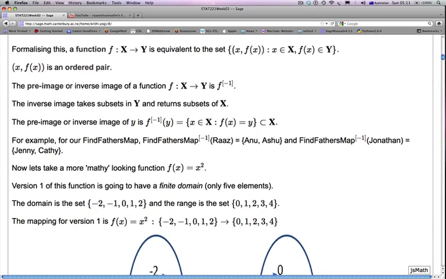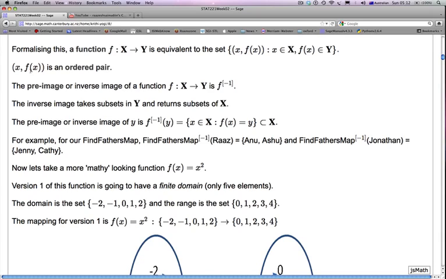Now this (x, f(x)) is called an ordered pair because it's a pair, it's got two elements in it, and there is an ordering to it because the first element in the ordered pair is an element of the domain and the second element in the ordered pair is its image in the range.